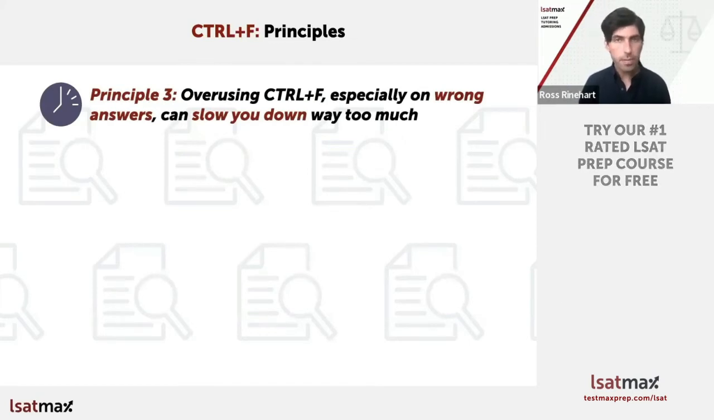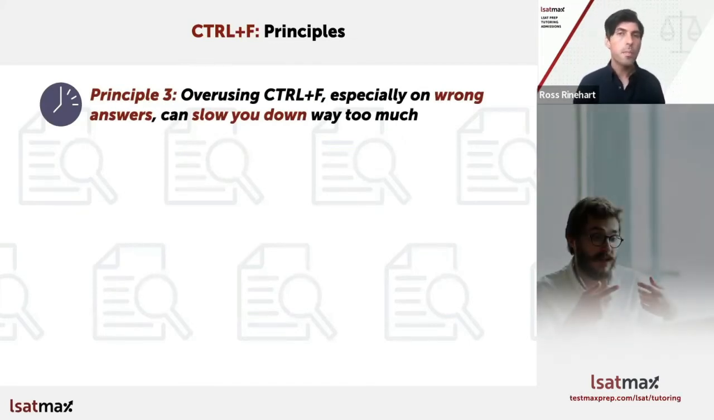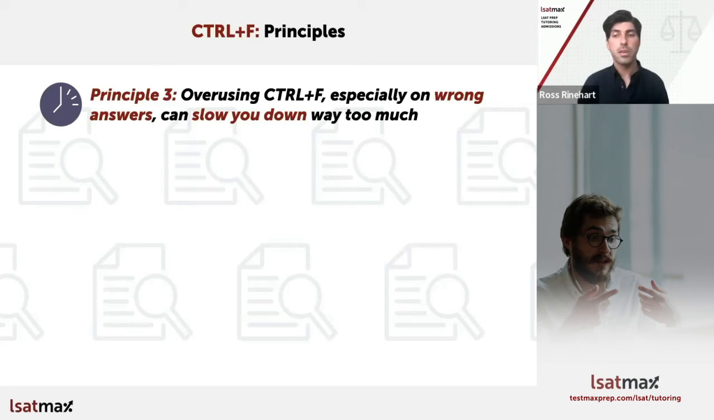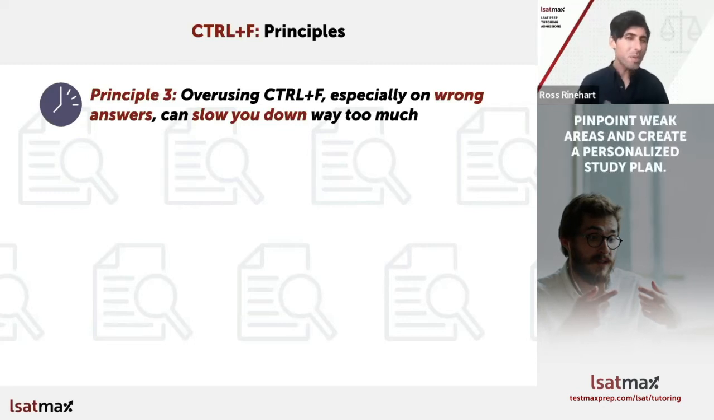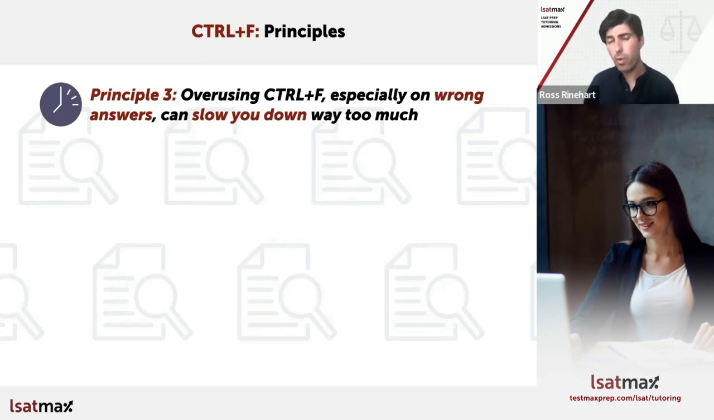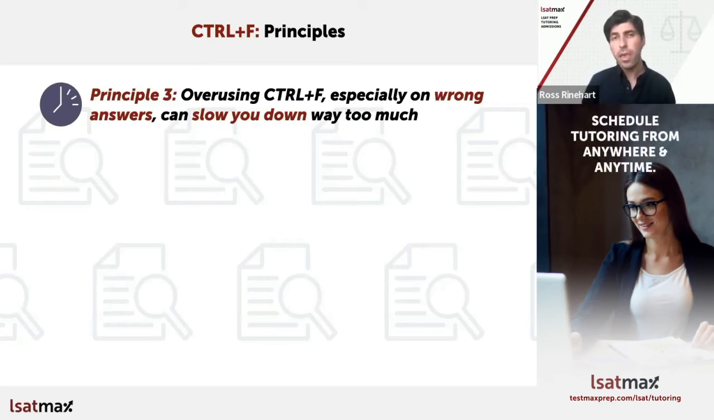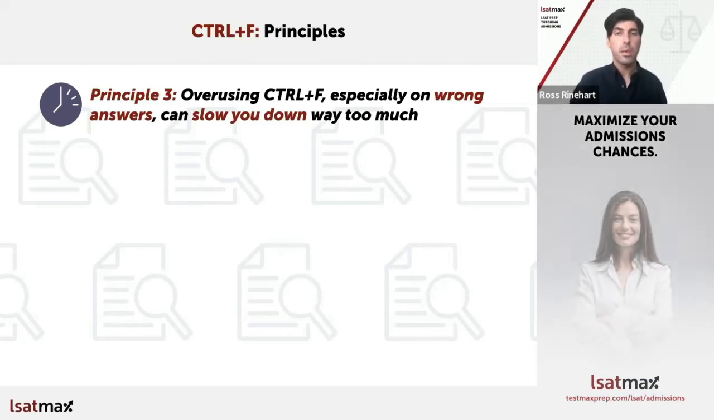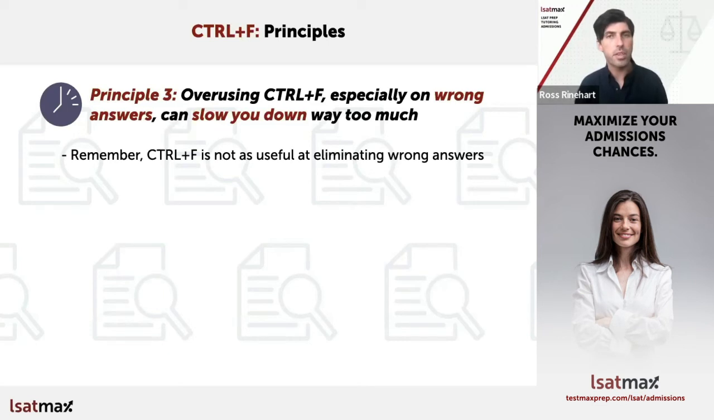Principle number 3 is related to principle number 2, but overusing Ctrl+F, especially on wrong answers, can slow you down way too much. As we saw in that initial chart, it was only about 7% of the questions that Ctrl+F helped you eliminate wrong answer choices. In working with students, one of the biggest misperceptions I notice is that Ctrl+F is a particularly effective tool to confirm that a wrong answer is wrong. But it doesn't really work at doing that.